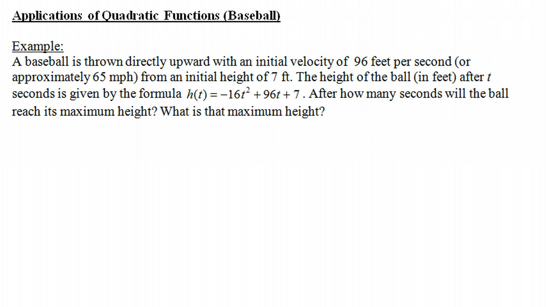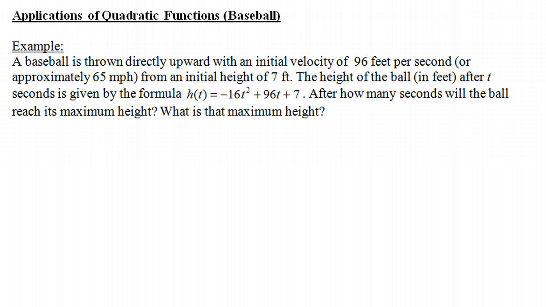Now that formula really comes from physics. The 16 has to do with the gravitational pull of the Earth. The 96 was the initial velocity, the initial speed of the ball, and the 7 was the initial height of the ball. When the person released the ball from their hand, it was at a height of 7 feet. And the question is, after how many seconds will the ball reach its maximum height? And also, what is that maximum height?